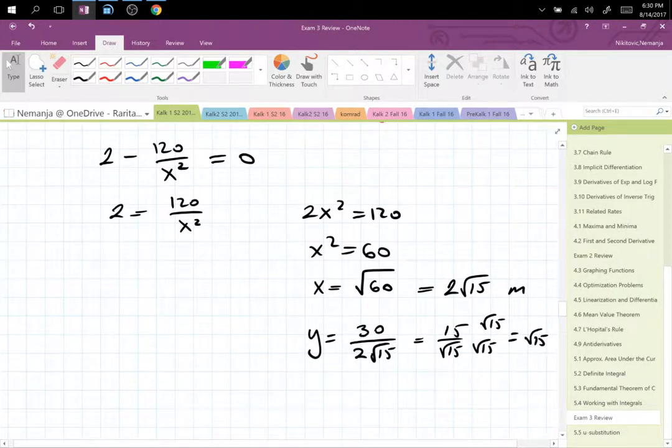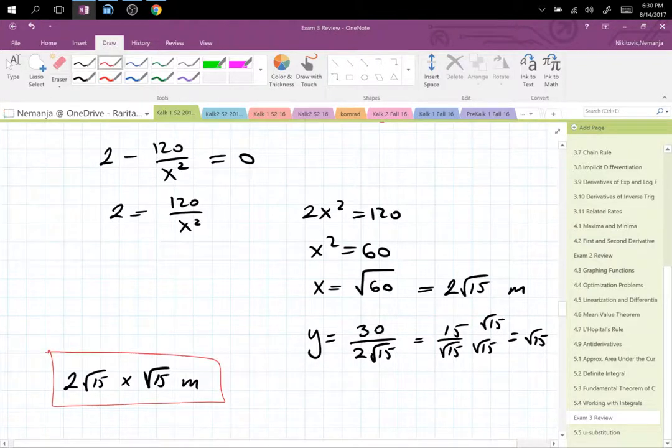So the dimensions are 2 root 15 by root 15 meters. And those dimensions of the garden will minimize the combined area of the garden, preserving the middle of the garden to have 30 meters squared to plant the flowers.